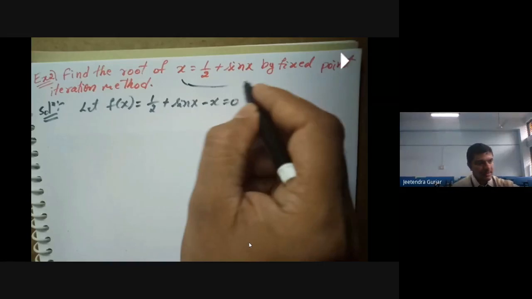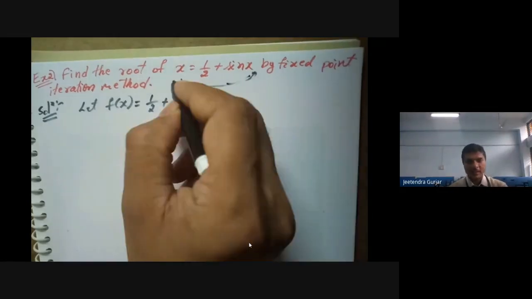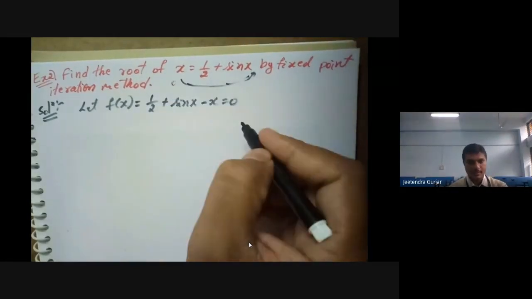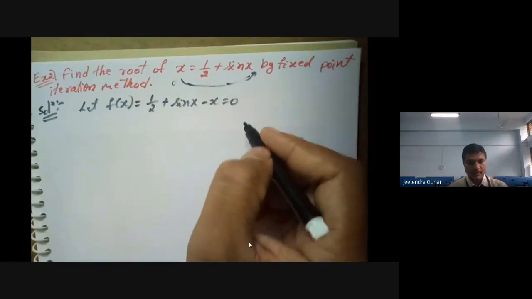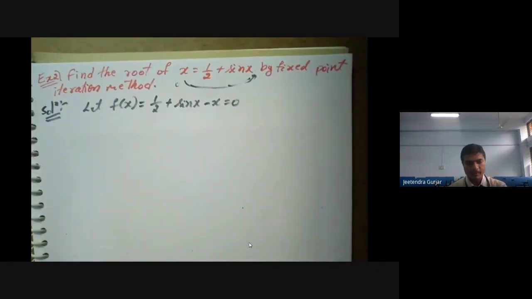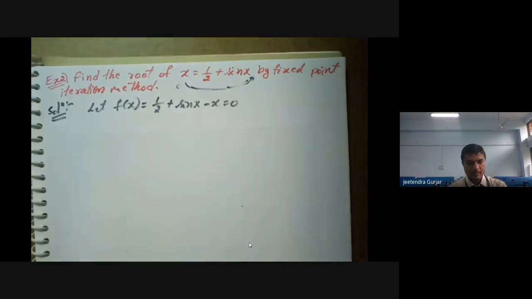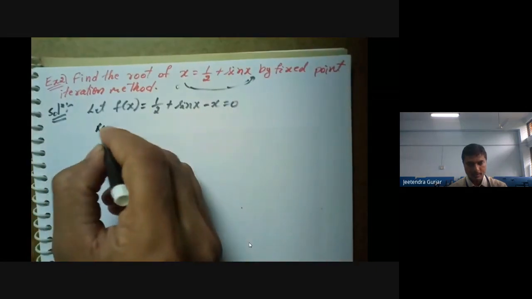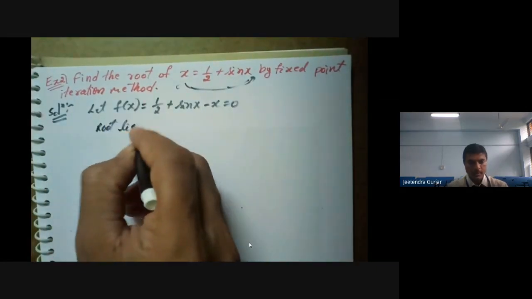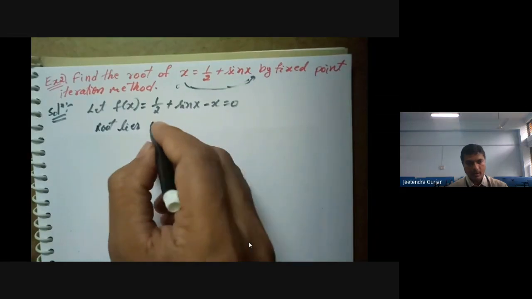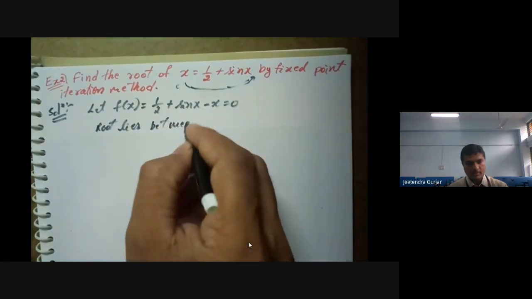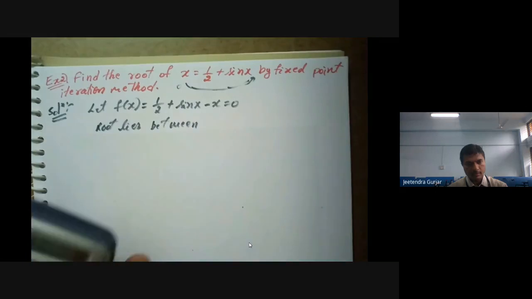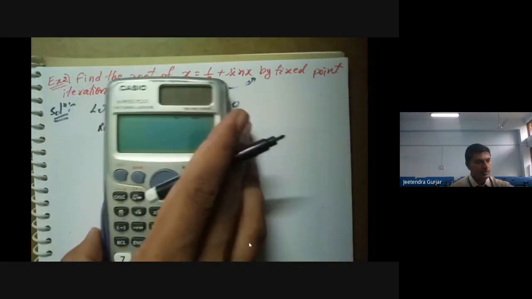So we'll start here. F of x is equal to 1 upon 2 plus sine x minus x. I think till f of x everyone has understood now. Okay. Then you have to change this equation, because the given equation is not f of x, as it is not equal to 0. So how does the root lie between, yes, go through the calculator now.